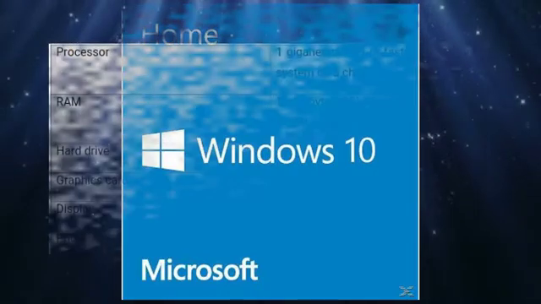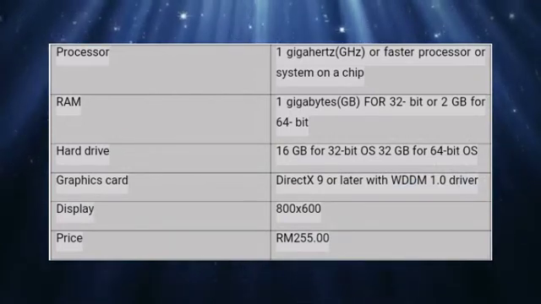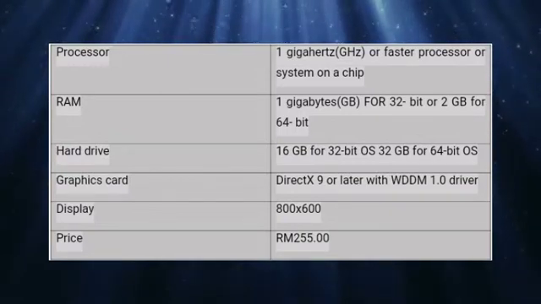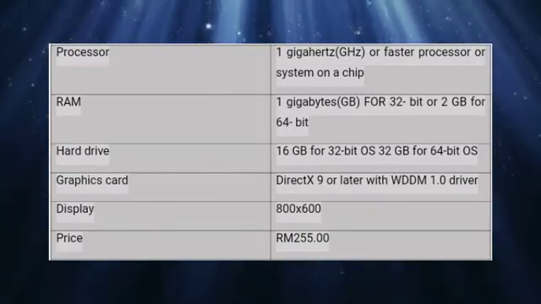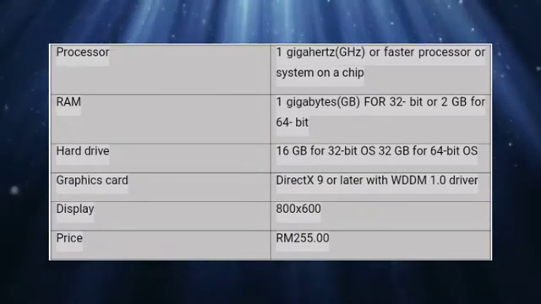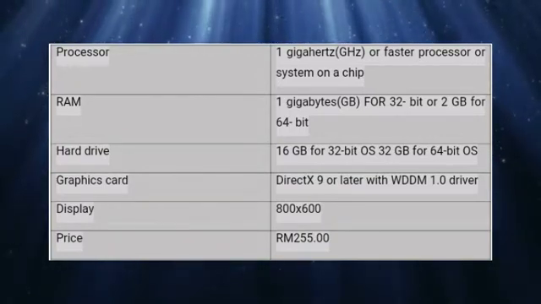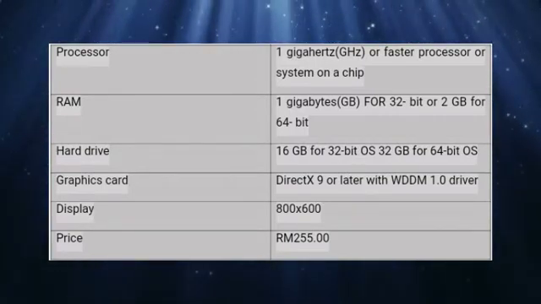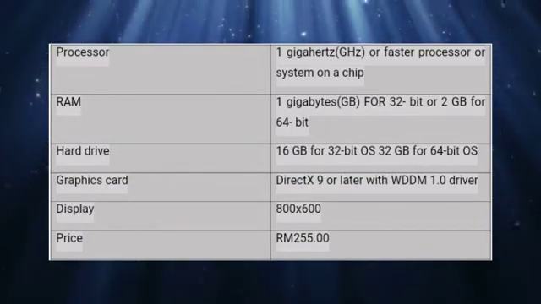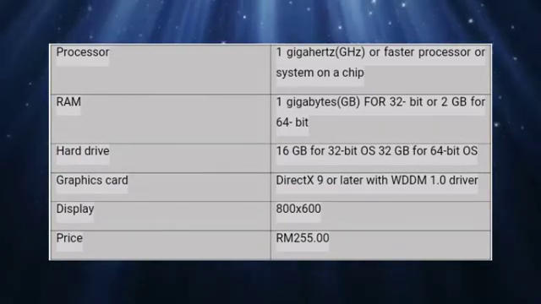The specification for Windows 10 is it has 1 GB for 32-bit or 2 GB for 64-bit RAM. The hard drive is 16 GB for 32-bit OS, 32 GB for 64-bit OS. The graphics card that is suggested is DirectX 9 or later with WDDM 1.0 driver. The display is 800 x 600. The price is 255 ringgit.